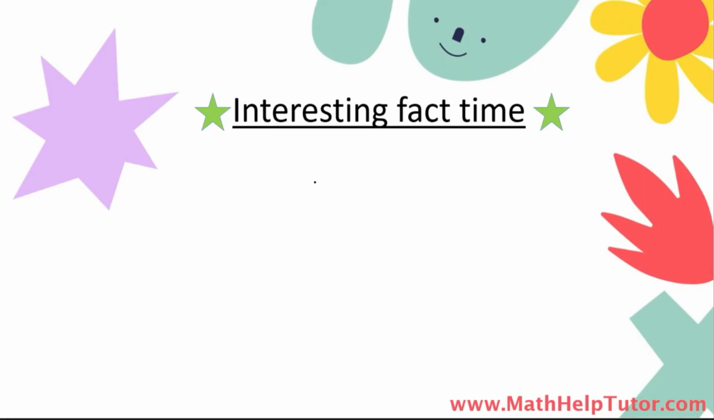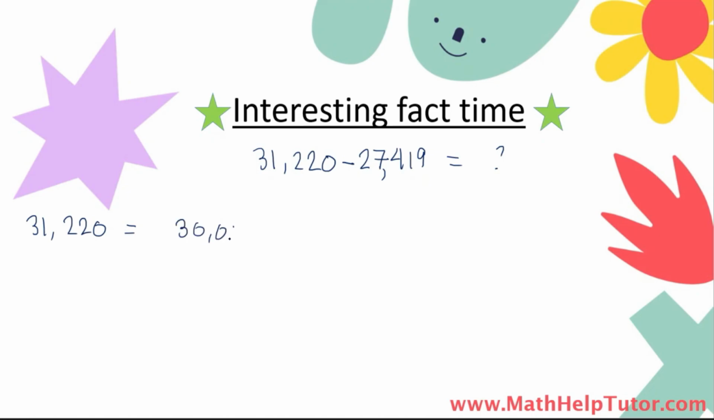Let's try subtracting 27,419 from 31,220. So let's write the expanded form of these numbers. Let's start with 31,220, which is equal to 30,000 plus 1,000 plus 200 plus 20 plus 0.